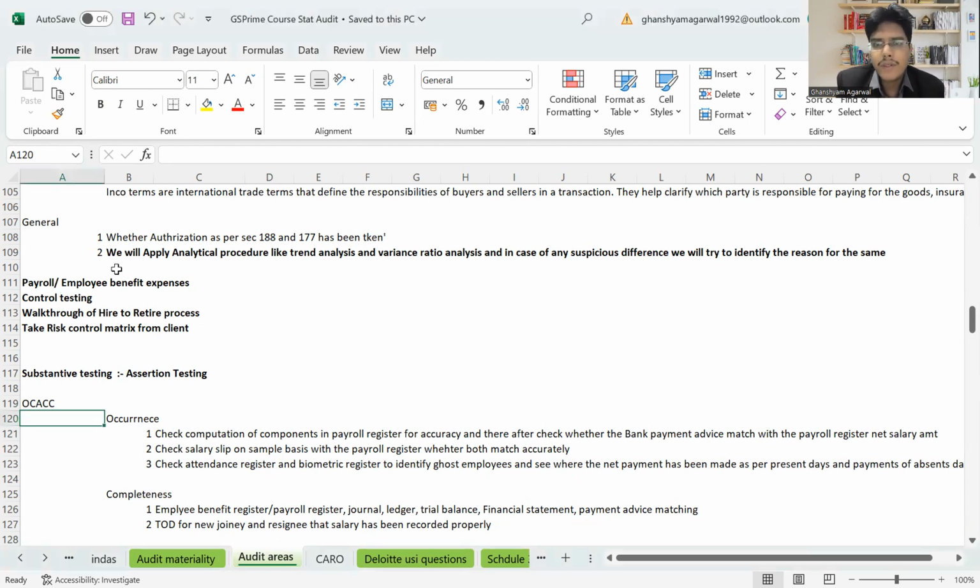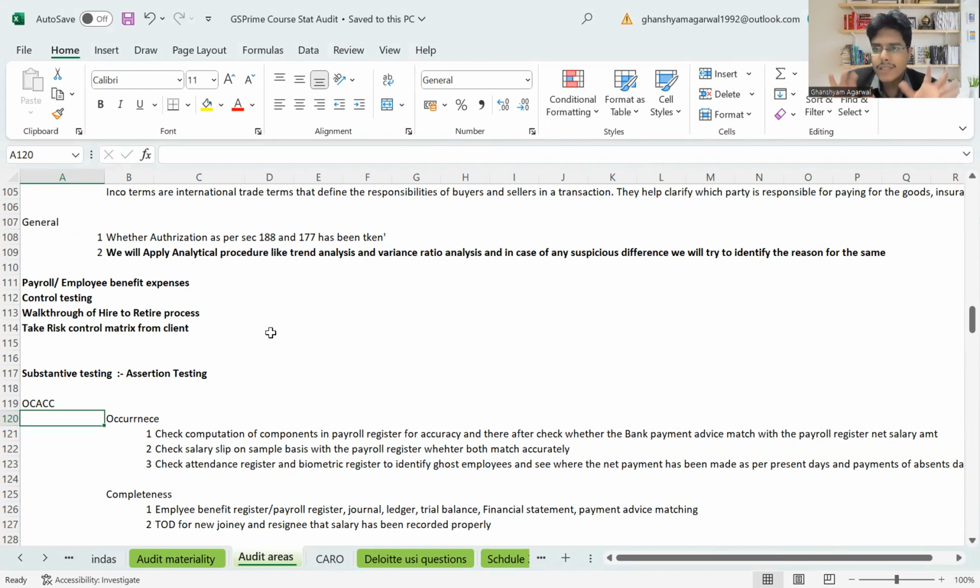Payroll. So we'll do the payroll testing today. In an interview, they ask you how to do the audit of payroll, what you'll say. So know the sequence so that you will be able to crack the interview very quickly. First of all, you'll do the control testing. Always make sure that you do the control testing, you do the walkthrough of the payroll process, and you take the risk control matrix from the client.